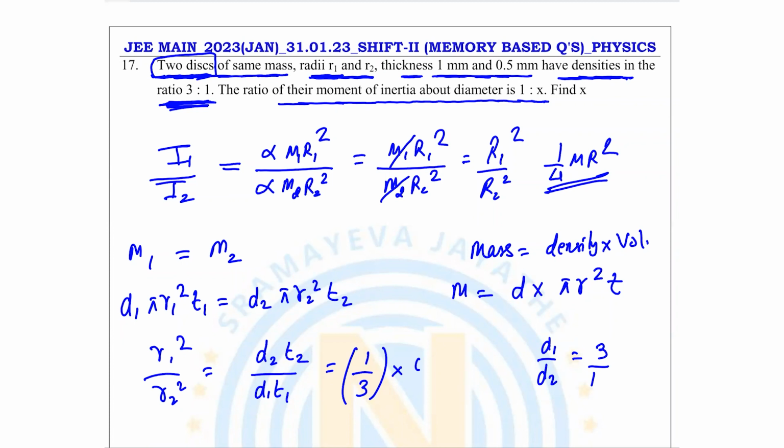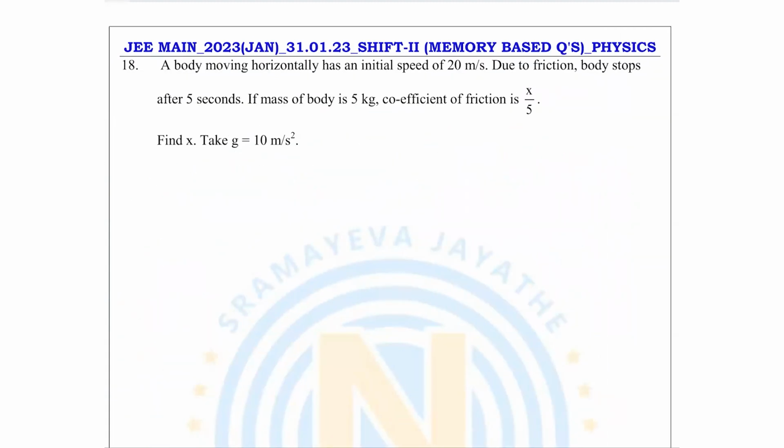And T2 is 0.5 and T1 is 1. So this is 1 by 6. So R1 square by R2 square is 1 by 6. So I get I1 by I2 as 1 by 6. And they are saying that if this is 1 is to x, find x. So x is 6. So that is the answer. This was a good question. Let's move on to the next one.